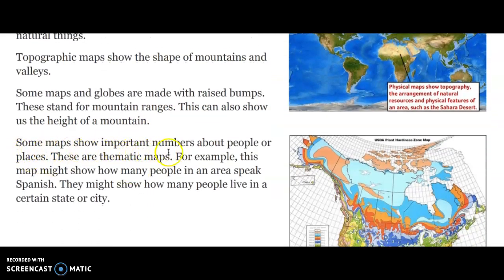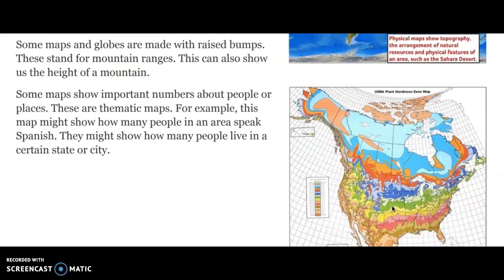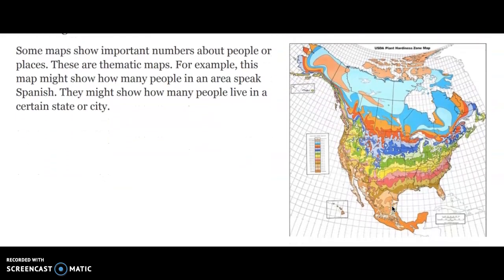Some maps show important numbers about people or places. These are thematic maps. For example, this map might show how many people in an area speak Spanish. They might show how many people live in a certain state or city. So I'm going to scroll to show you this thematic map. Again, this can give you information about a population. It can tell you about how many people live in a particular place.